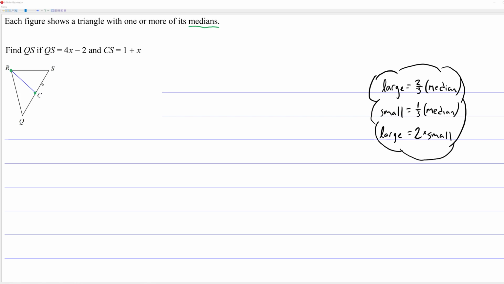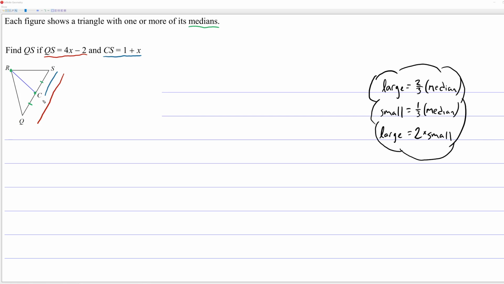So what that means is SC and QC are congruent because C is the midpoint. And that's how we're going to set up our algebra in this problem. You just have to be careful. So here, QS is this entire side. Whereas CS, I'll do this in blue, CS is smaller. More particularly, CS is half of the entire side.